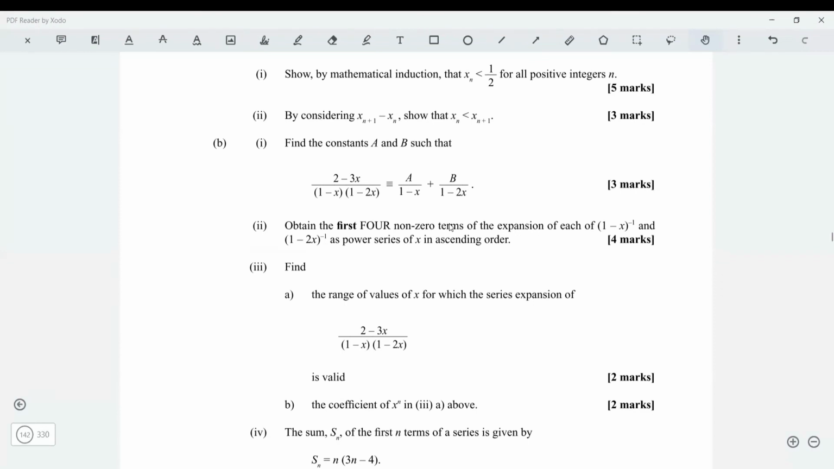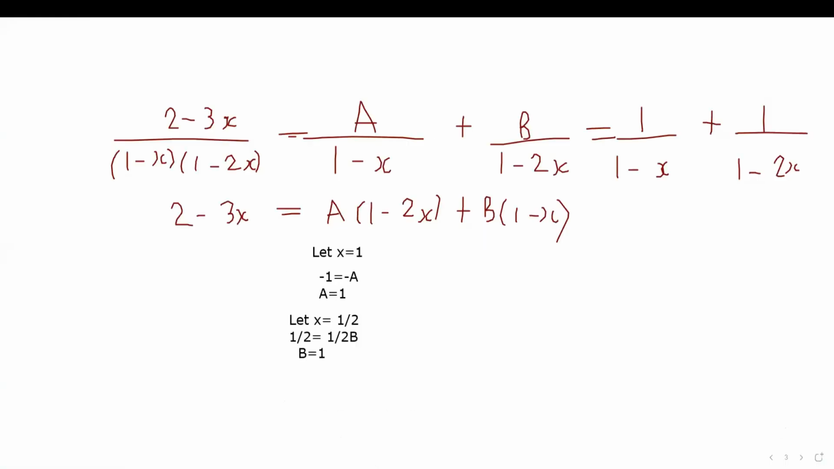Obtain the first four non-zero terms of the expansion of these using power series. Now, guys, remember what I said: when the power is negative, which of the binomial expansions do we use? The extension. Yes, you're right. Always remember that when the power is negative, we use the extension formula, 1 plus x to the n equals 1 plus nx, and so on. Anytime the power is negative or a fraction, you use this formula.